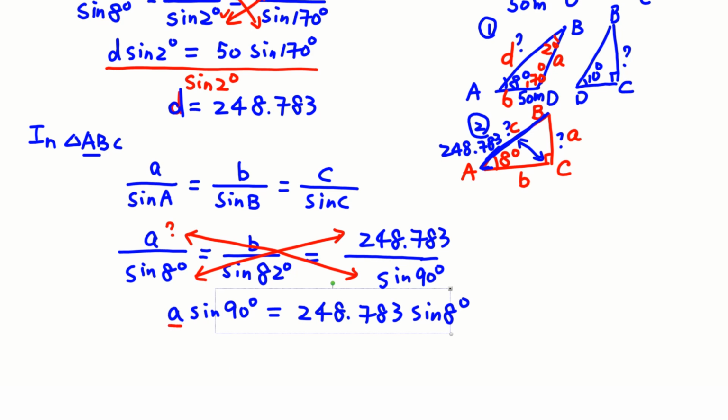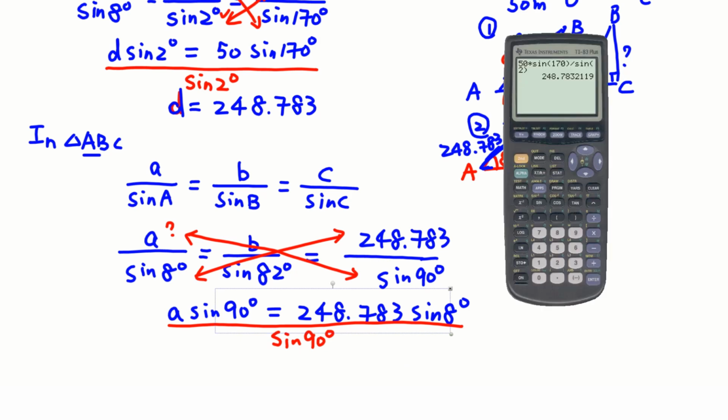Then in order to solve for A, that is the side, we move the sine 90 degrees, that is a ratio, to the other side. It is division. Then get your calculator out. We have this answer here, we don't have to retype it, we just press second answer, then times sine 8 degrees, close the bracket, divide by sine 90 degrees, close the bracket, that equals, it gave you 34.623.